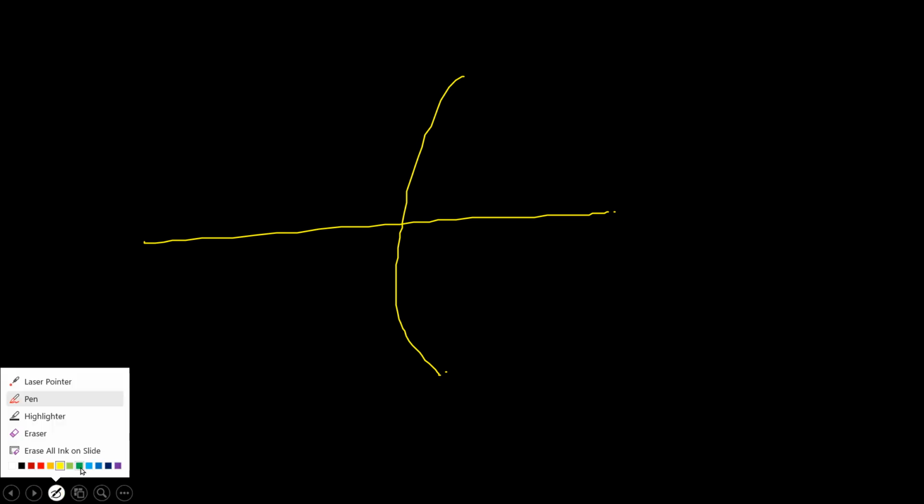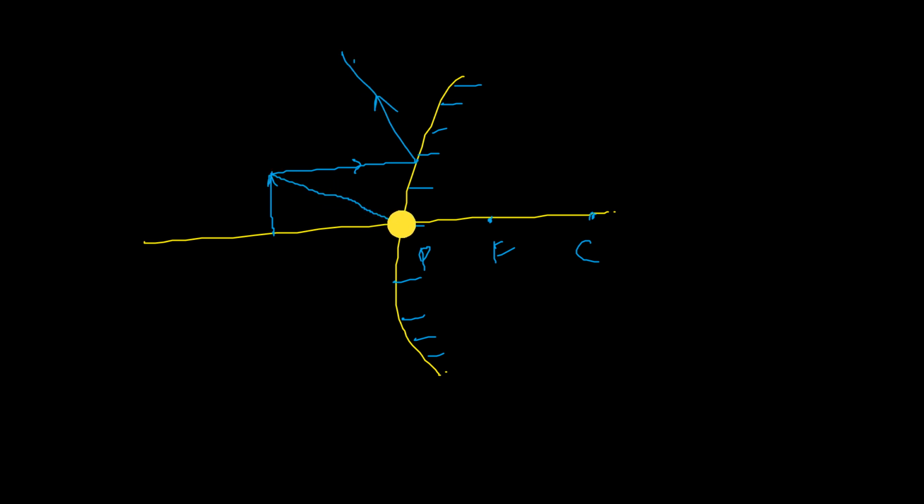And the second case for convex mirror: object is placed anywhere between infinity and pole. So I'm considering like this. Here pole, focus, center of curvature. One light ray I am taking like this, it reflects back. Another light ray I am taking like this, it will be incident and reflect back.